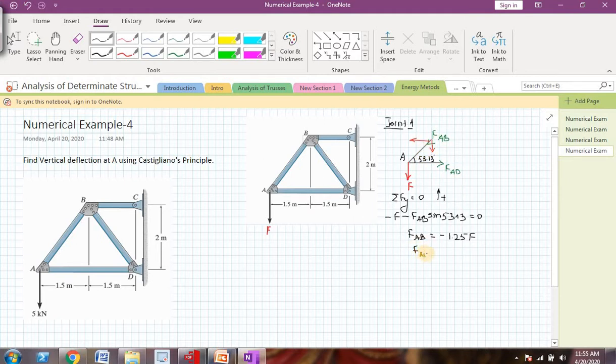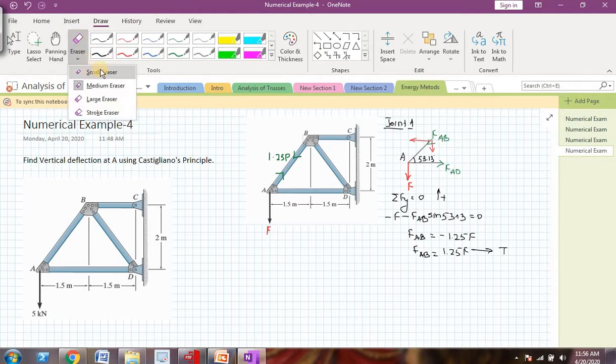So I will just rewrite that FAB equal to 1.25 times F. It is not compression, instead it is tension. So let me just mark on this. It is tension, arrow away from the joint, and the value is 1.25 times F. So we are finding the forces in each and every member of the truss in terms of F. I'm sorry, it is not P, it is actually F.